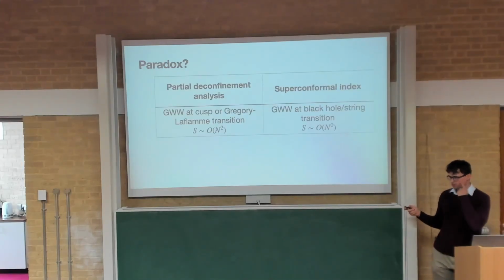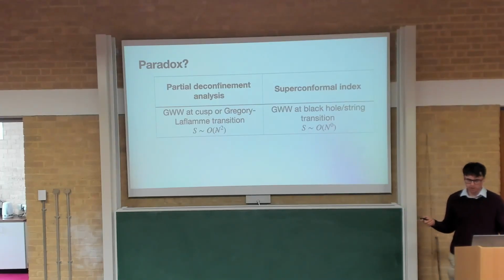That suggested a kind of paradox, because from the partially deconfined field theory analysis, the entropy should be of order N squared, but from this calculation of the index, it's found that the entropy is much smaller, as if it doesn't correspond to a black hole state at all.